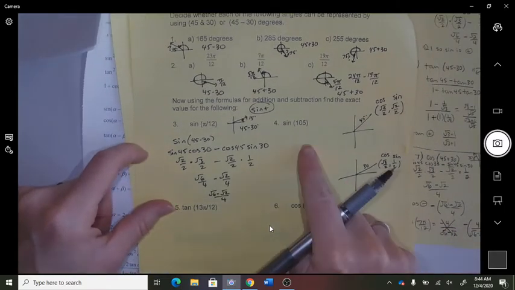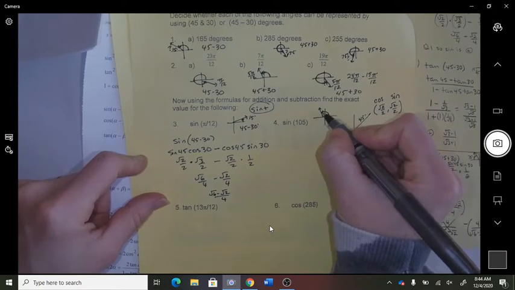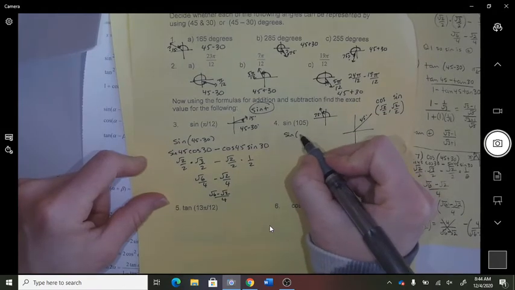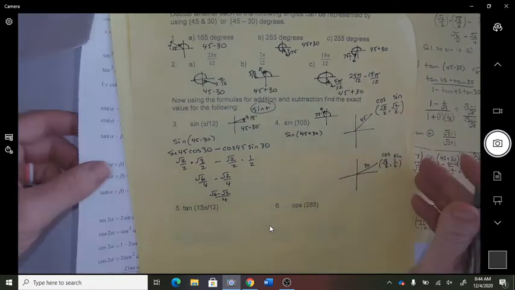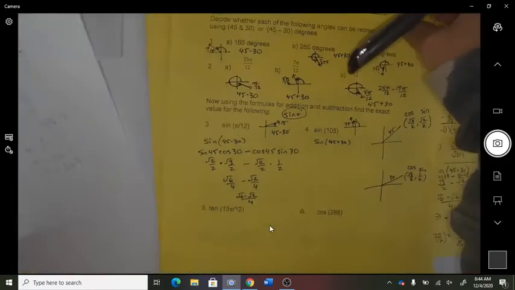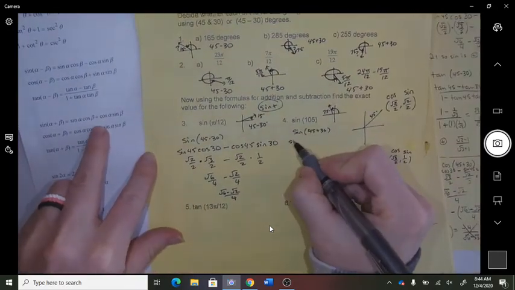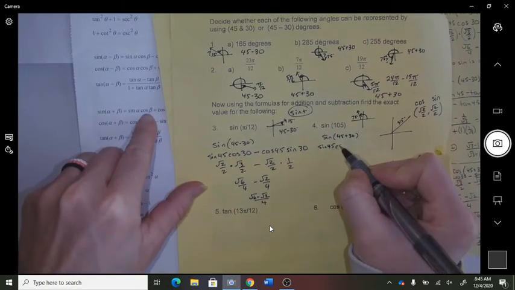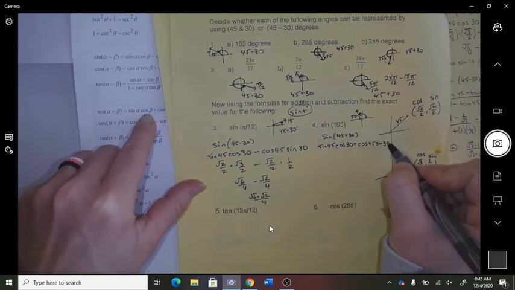Okay, sine of 105. So 105 is over here. That leaves me with a 75 reference. So I'm going to do 45 plus 30. Finding my formulas, I'm going to pick this one. So it goes sine 45, cos 30 plus cos 45 sine 30.